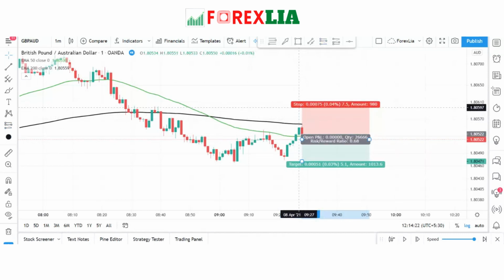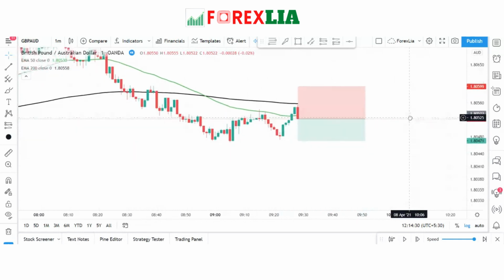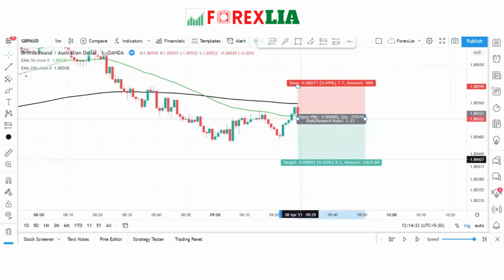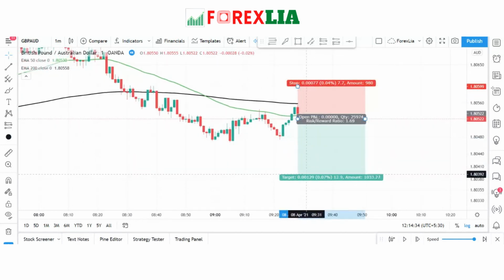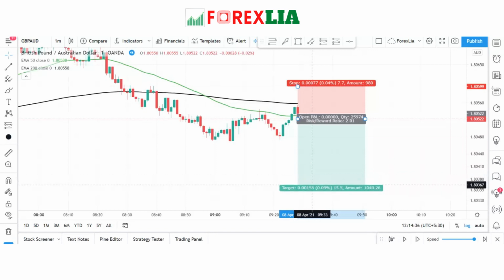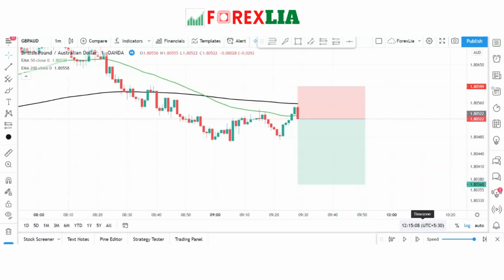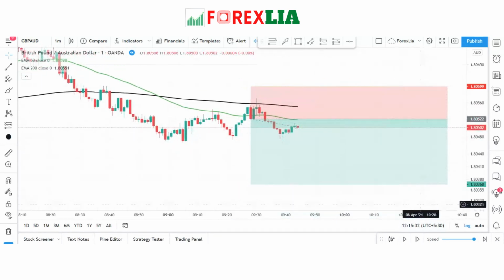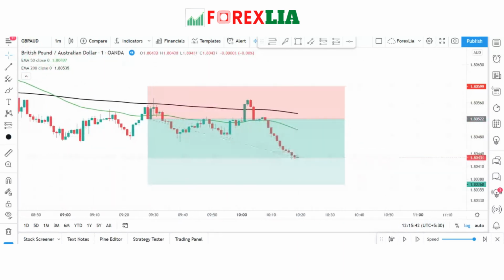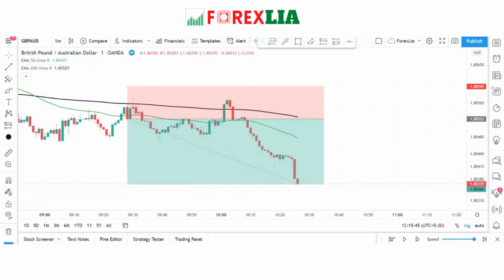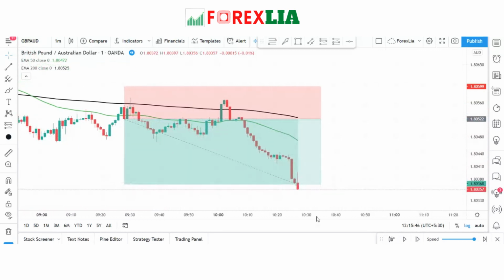Set the stop loss at the previous lower high. Set the profit target at 1:2. We won this trade.